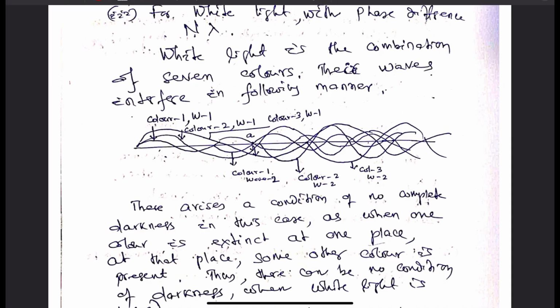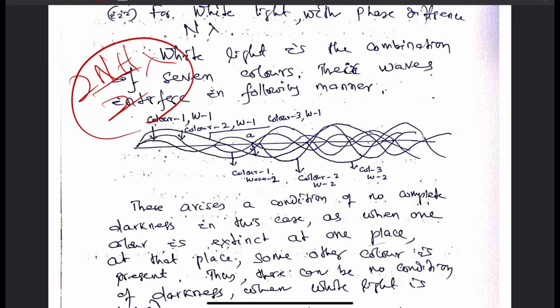When the phase difference is (2n plus 1) by 2 into lambda, here it is the case of help. So the color will not become extinct. But when the case is n lambda, in that case also, when some colors are becoming extinct, the other complementary colors are present there. So we will never get a condition of total darkness.